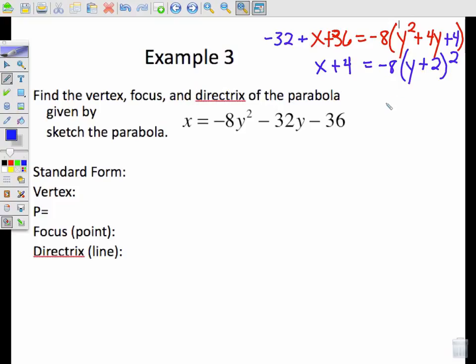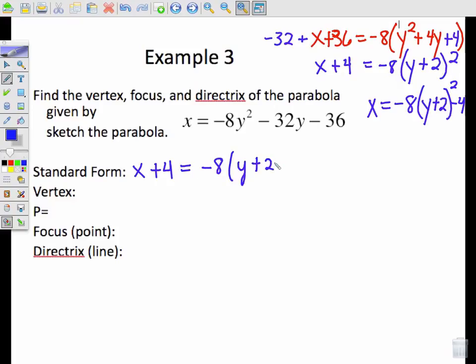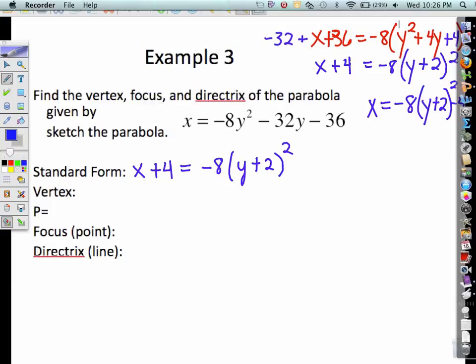This is helping us get into our vertex form. X equals -8 y plus 2 squared and minus the 4. All right, but standard form here, our standard form would be if I add that -4 back over. So x plus 4 equals -8 y plus 2 squared. Last thing that we have to do here to finish the standard form is divide by your -8.